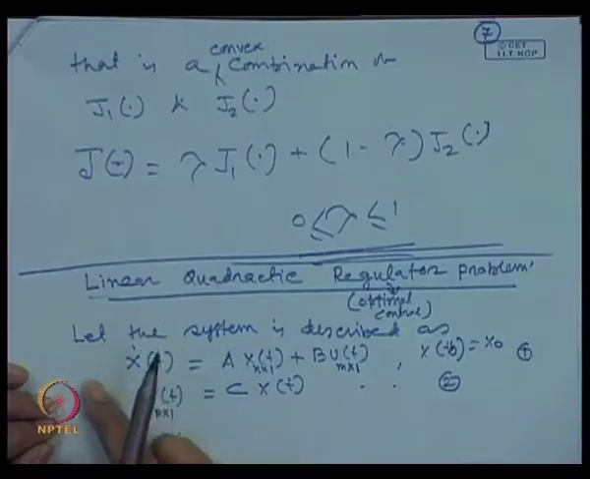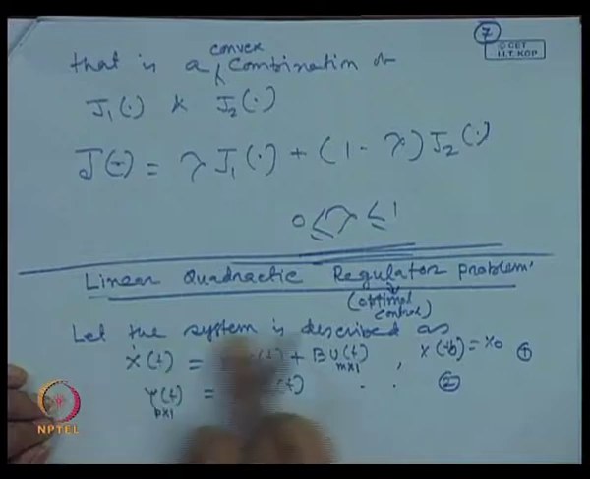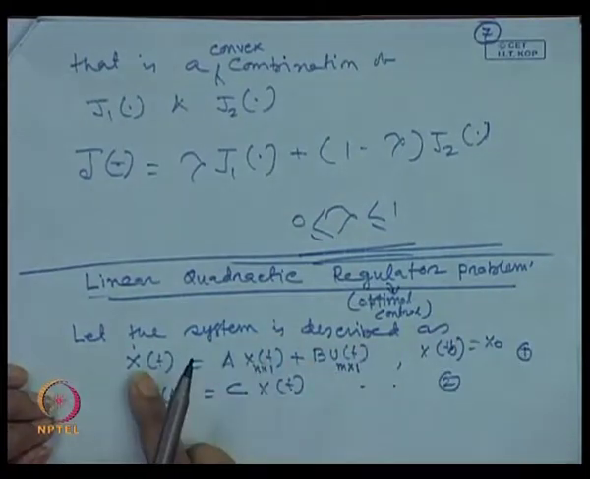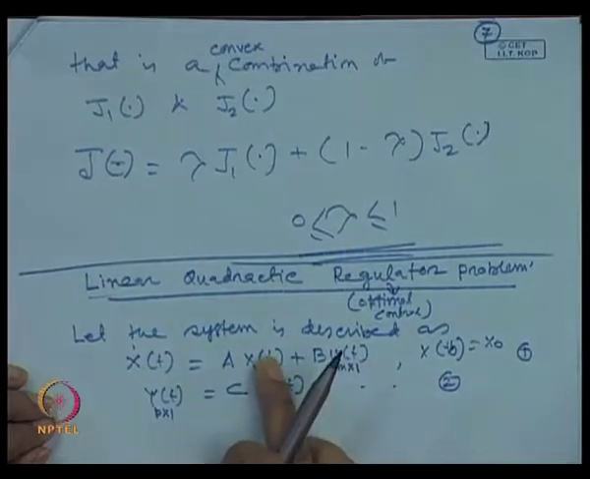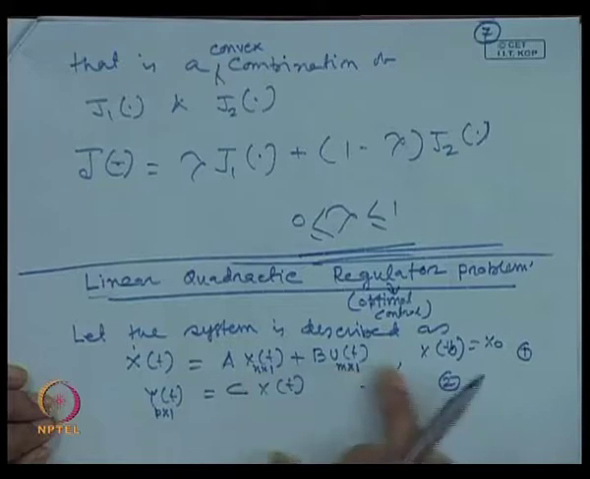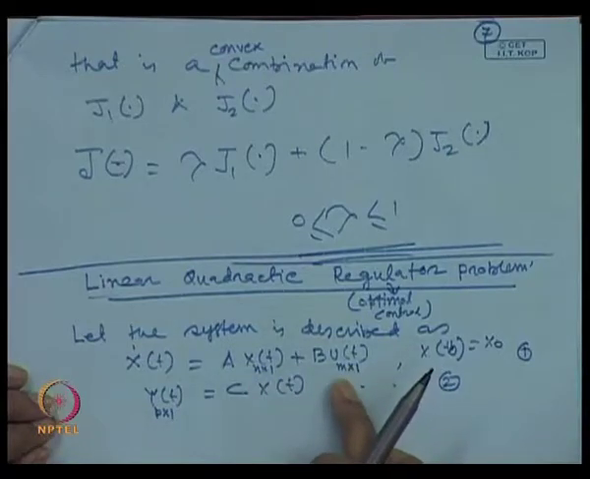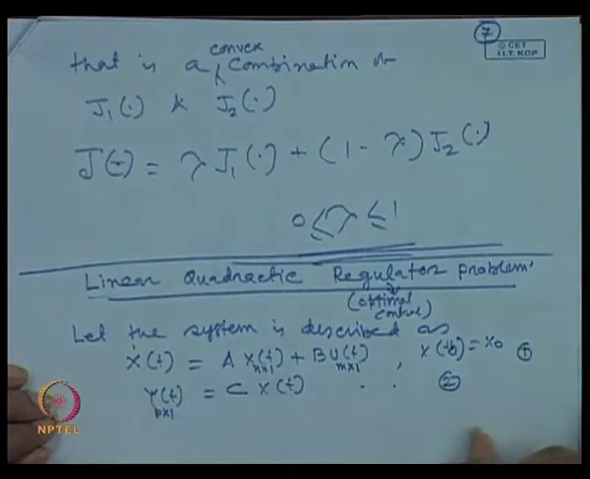So, last class we were discussing the linear quadratic regulator problem. Let us recall this problem. We have a dynamic system described by x dot is equal to A x plus B u, where x is the state vector whose dimension is n cross 1, u is the input vector whose dimension is m cross 1, and y is the output vector.